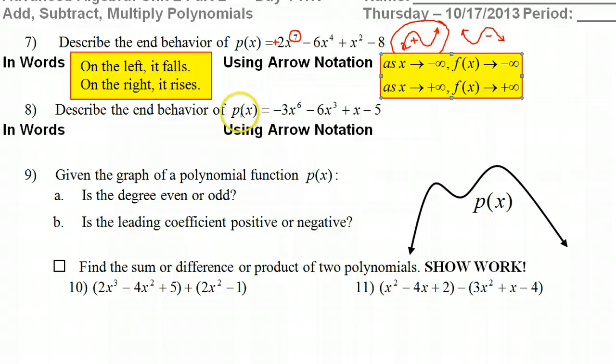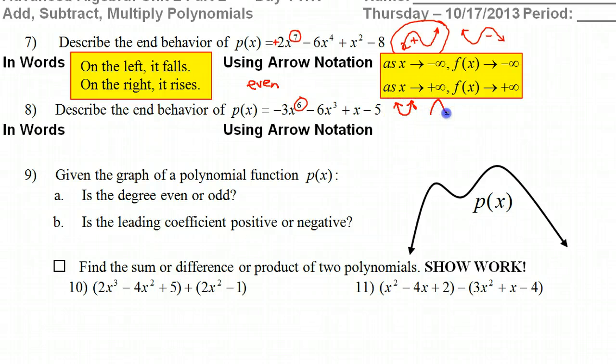Okay, describe the end behavior. So again, the key thing here as far as the end behavior is the degree. This is even. Okay, this is even degree. Because this is even, we know that this is going to be some type of a parabola. Okay, it's either going to be a right side up parabola.